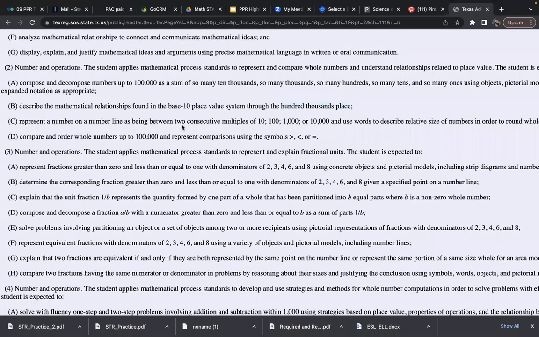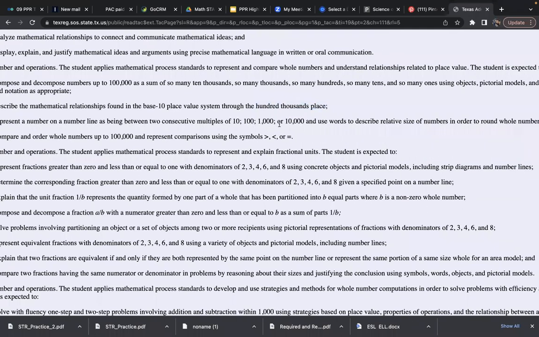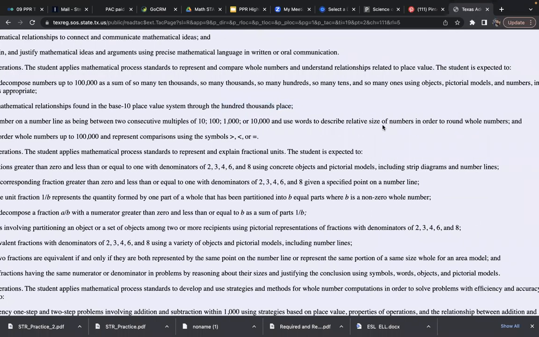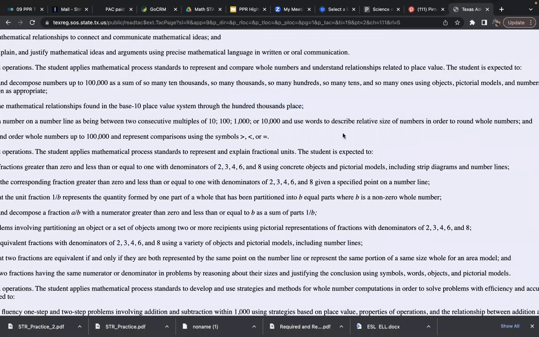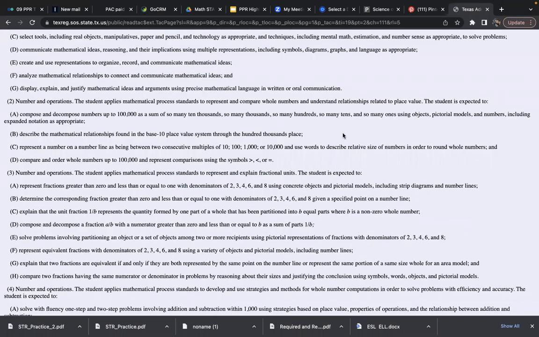Represent a number on the number line between two consecutive multiples, and use words to describe the relative size of numbers in order to round whole numbers. So we want them to talk about it and write about it. Anytime an answer choice has a student talking and writing about the math, it's going to be the better response, the better activity, all the way around.